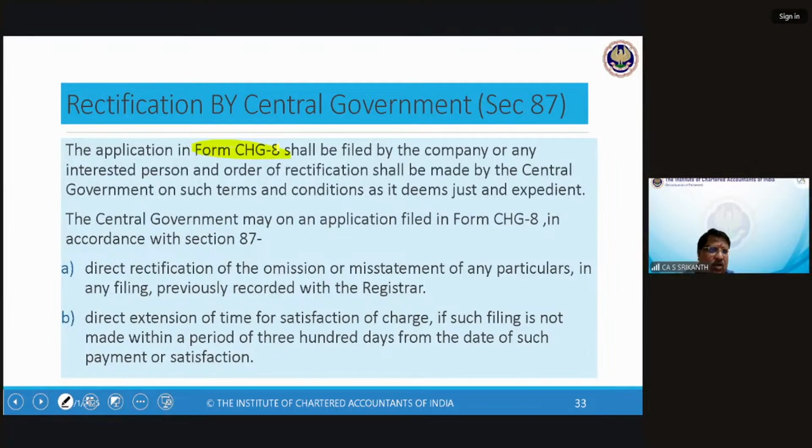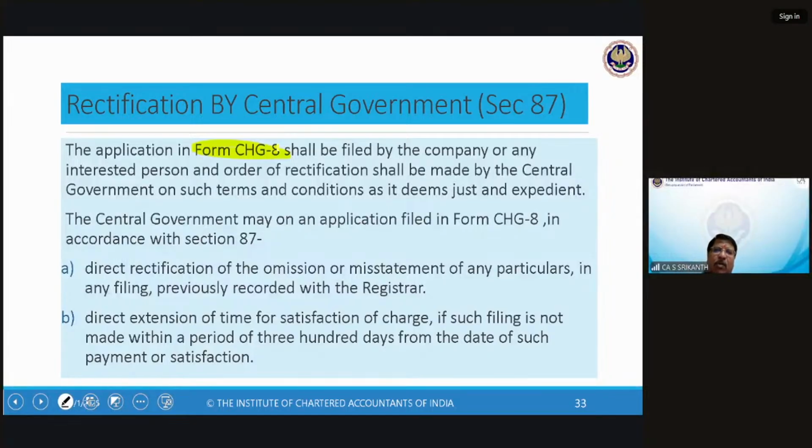No, sir, this is circular notification. Correct, circular notification. All are subservient to the Act. Read the Act. What does the Act say? The application in Form CHG 8 shall be filed by the company or any interested person, and order of rectification shall be made by the Central Government on such terms and conditions as it deems just and expedient.